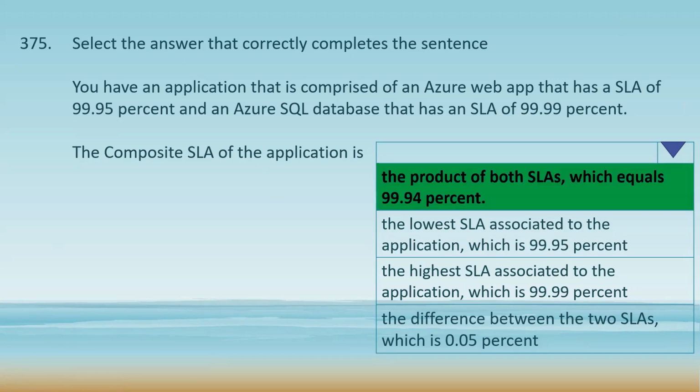the difference between the two SLAs, which is 0.05%. And friends, the correct answer here is the product of both SLAs, which equals 99.94%. Composite SLA is usually lower than the individual SLAs because an application that relies on multiple services has more potential failure points.